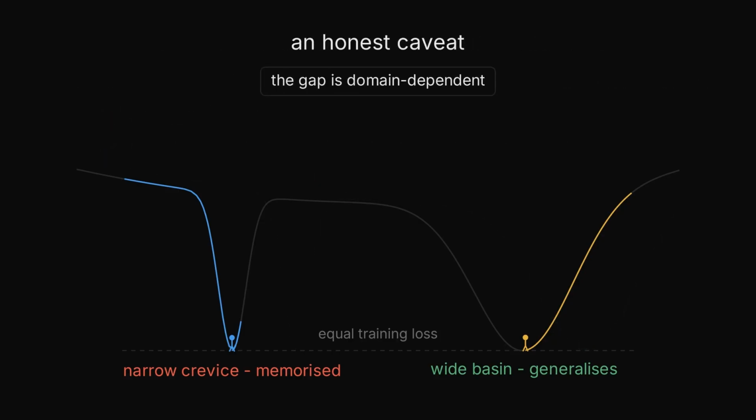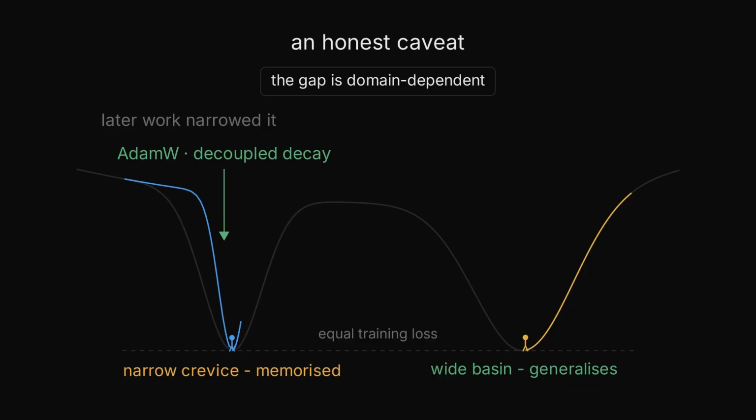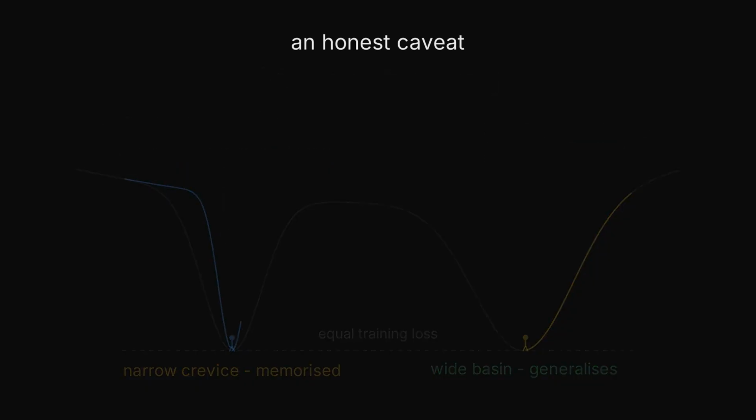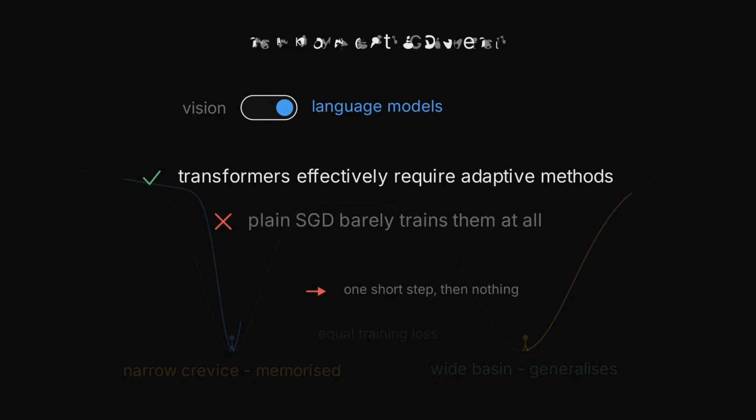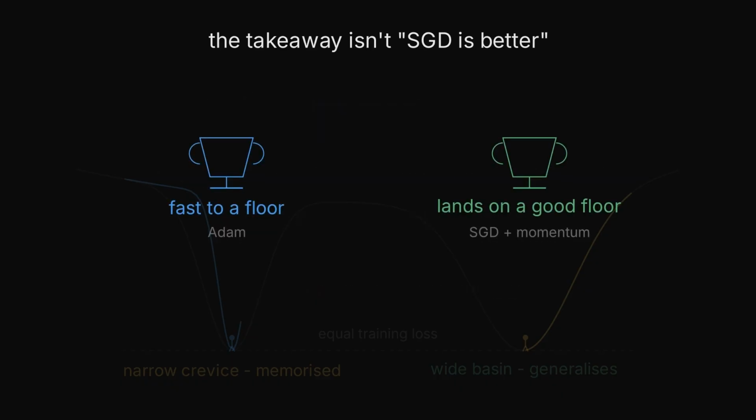This gap is domain dependent. Later work narrowed it. AdamW's decoupled decay recovers much of the lost generalization. And in language models, the picture flips. Transformers effectively require adaptive methods. Plain SGD barely trains them at all. So the takeaway isn't SGD is better, it's that fast to a floor and lands on a good floor are two different prizes.